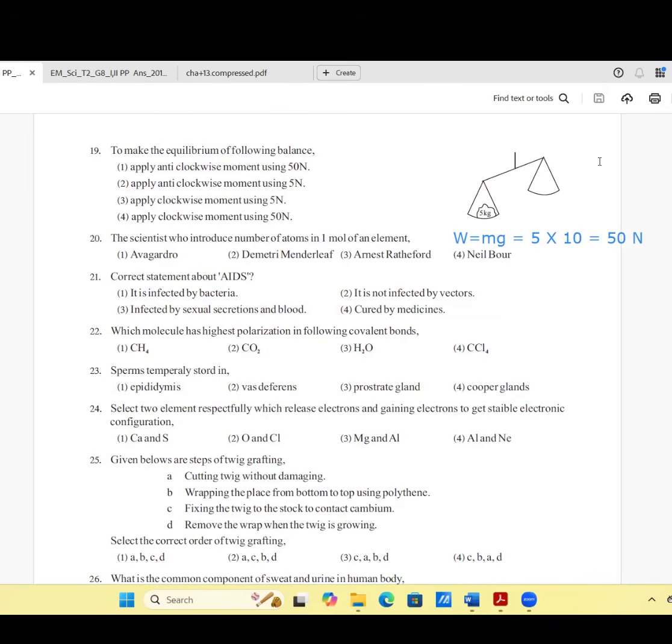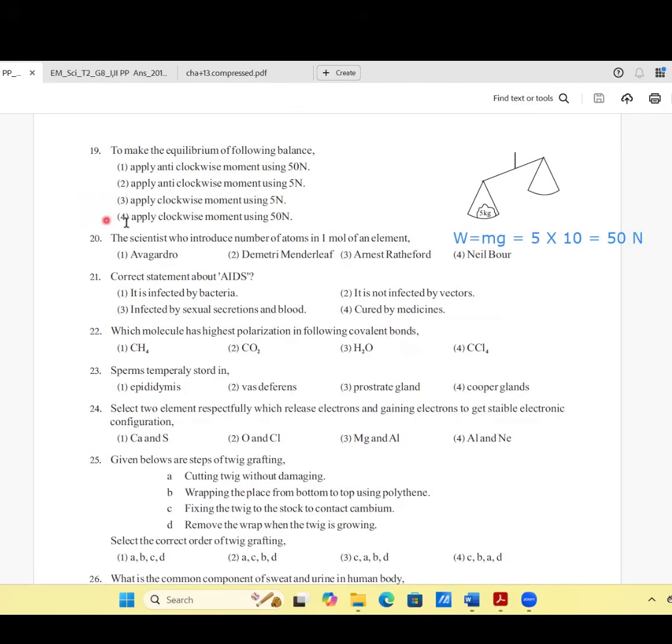Then to the other side also, we should put that kind of force, that kind of weight, to balance this balance. From this 5 kg, you can see an anticlockwise moment is applying in this way. Therefore, from the other side, it should apply a clockwise moment, and the weight that we have to put is equal to 50 Newton again.